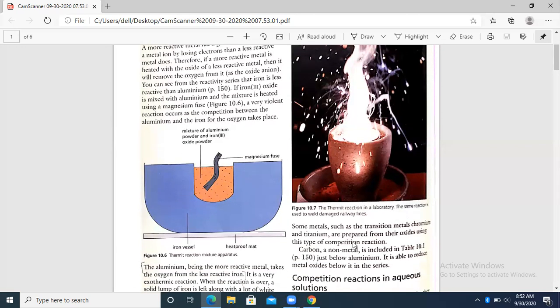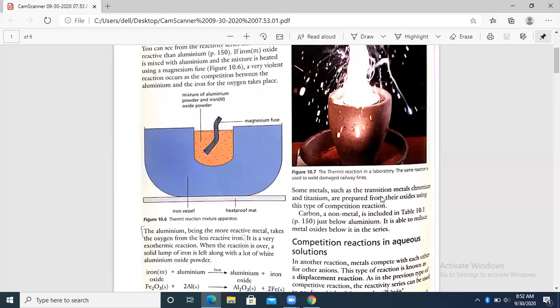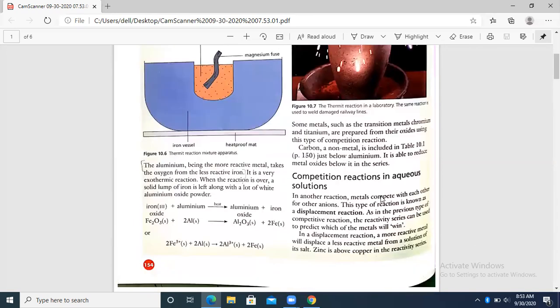Some metals, such as the transition metals chromium and titanium, you know transition metals, where is their place in the periodic table? Between group 2 and group 3. Their characteristics we discussed. So chromium and titanium are prepared from their oxides using this type of competition reaction. This competition reaction is one of the methods we can use to make metal. You know, we can make iron. How? Iron trioxide mixed with aluminium, then heat that. We will get iron.